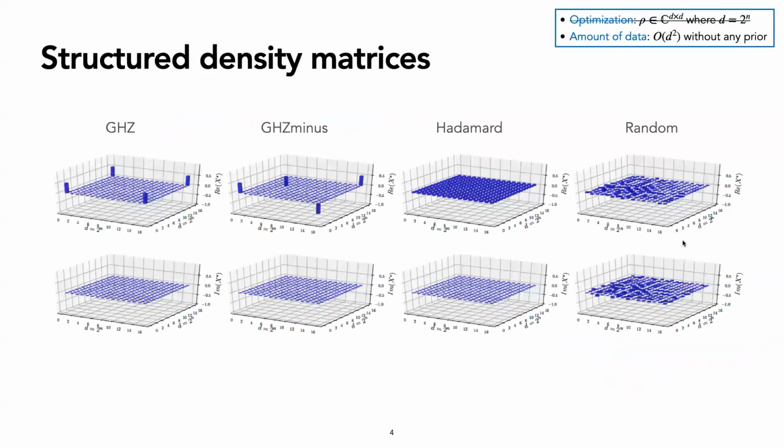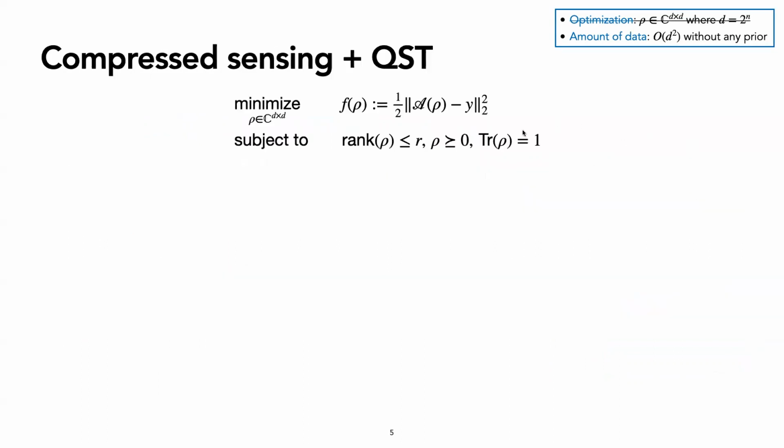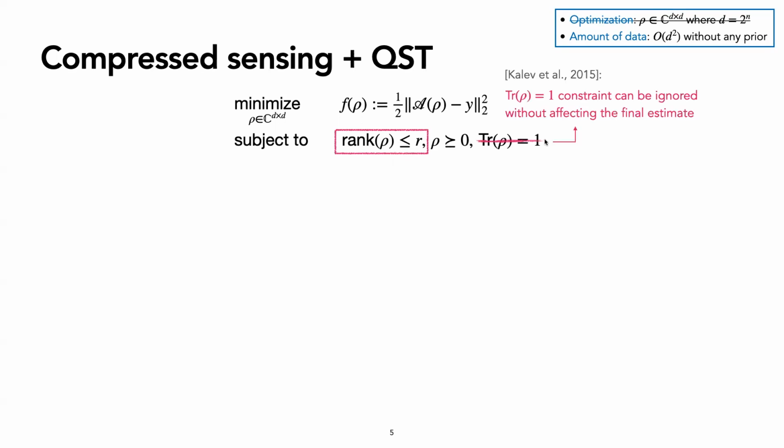To handle that, we're going to use low rankness as our prior information. Here I'm plotting four different quantum states. For example, if you look at the GHZ state, only the four corner entries are non-zero, so this can be written as a low rank matrix. Similarly, we can write these two matrices as low rank. We also use a random matrix to see the robustness of our method. So we're going to use low rankness as our prior, which is our additional constraint. In which case, when you have low rankness and the PSD constraint, it's been shown that you can ignore the unit trace constraint without affecting the final solution.